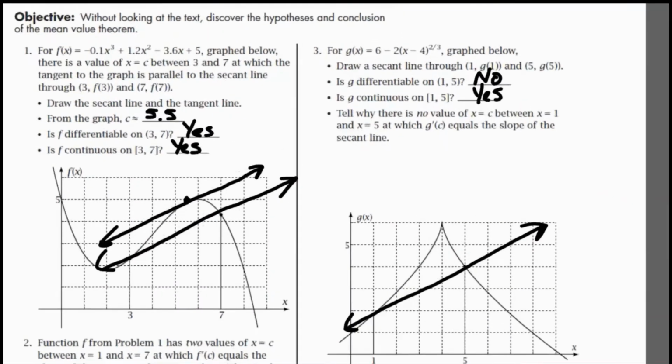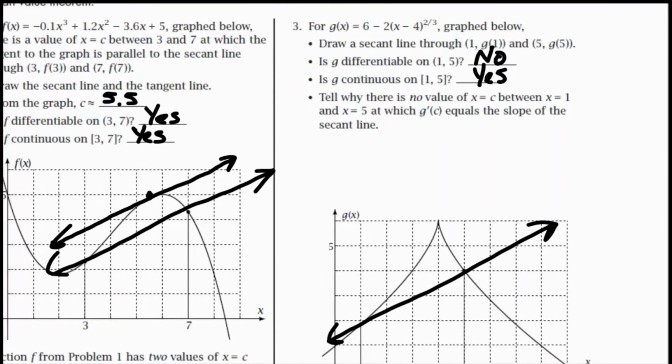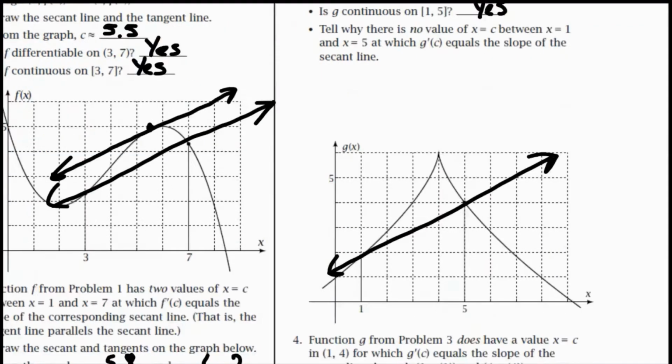Number 3, now we've got a function that has a cusp in it. So they ask you to draw the secant line between 1 and 5, which is done there. But is the function differentiable? No, it's not this time, because you have a cusp inside the interval. And is it continuous? Yes, it is continuous. However, notice this time there's no point within that interval where the average rate of change is equal to the instantaneous rate of change. So the slope of the secant line is never the same as the slope of any tangent line on the interval from 1 to 5.